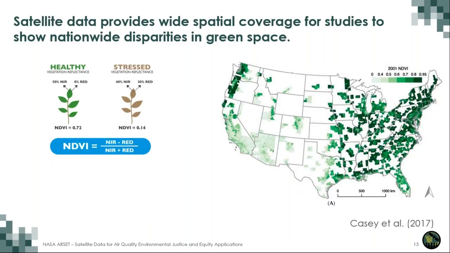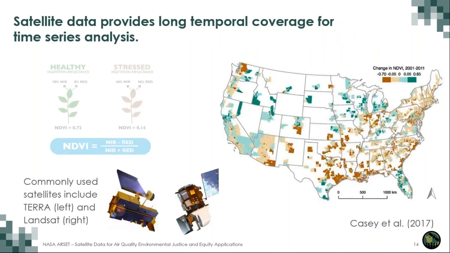Satellite data provides wide spatial coverage, enabling national studies to be performed. In one study, Casey et al. leveraged this to look at nationwide disparities in green space. Satellites can measure green space through a metric called the Normalized Difference Vegetation Index, or NDVI, which indicates presence and health of vegetation. Some commonly used instruments include NASA satellites Landsat and MODIS. These satellites provide a long temporal archive enabling time series analysis, such as change in NDVI for different regions.